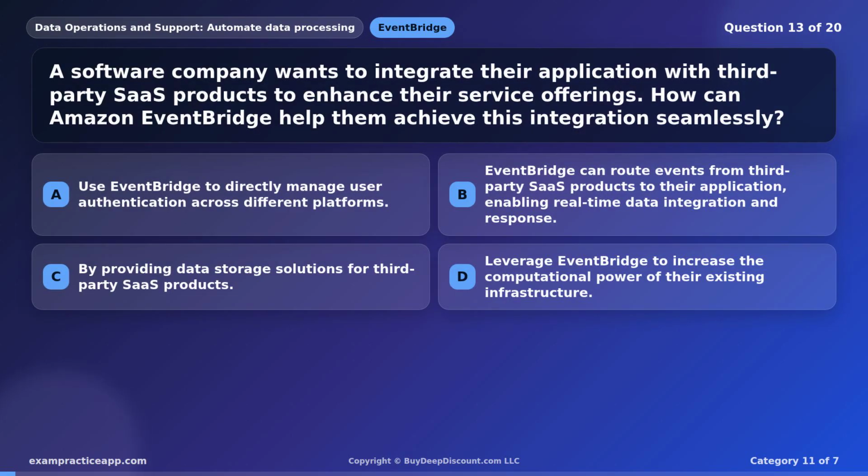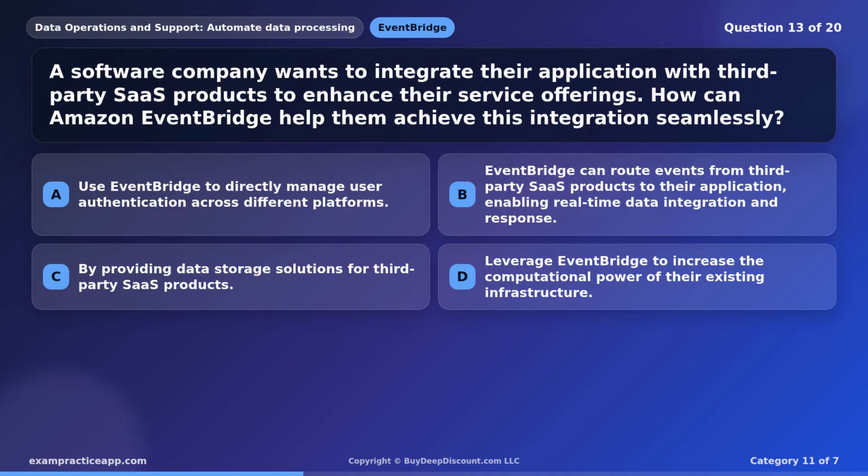Question 13. A software company wants to integrate their application with third-party SaaS products to enhance their service offerings. How can Amazon EventBridge help them achieve this integration seamlessly? Option A. Use EventBridge to directly manage user authentication across different platforms. Option B. EventBridge can route events from third-party SaaS products to their application, enabling real-time data integration and response.